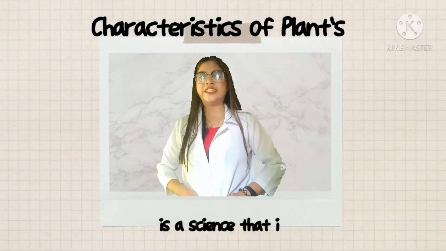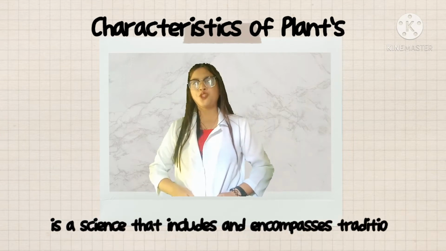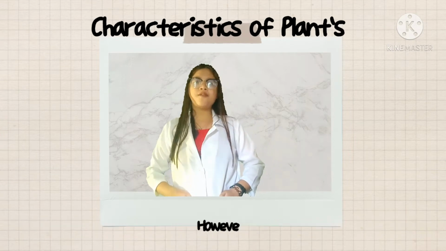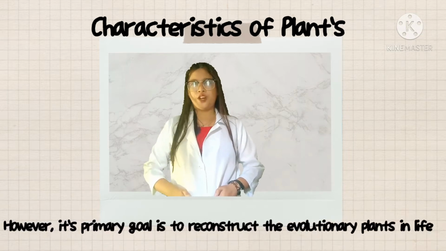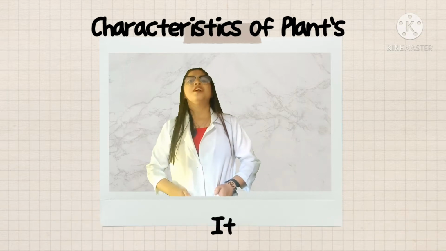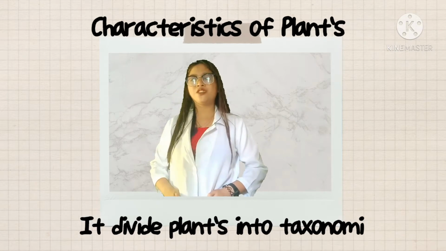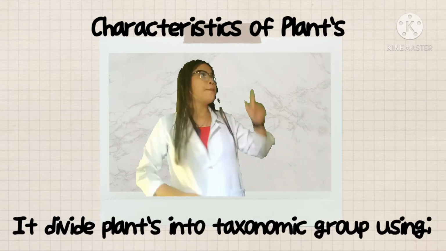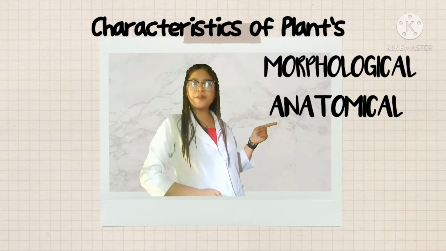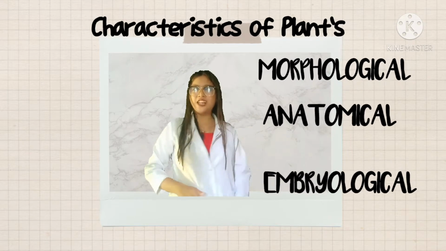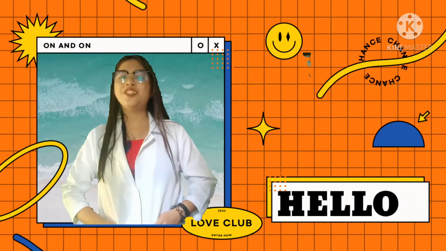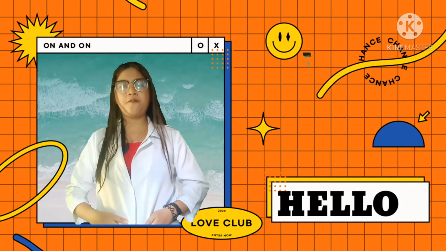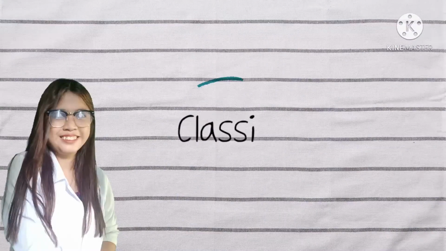It's a science that includes and encompasses traditional taxonomy. However, its primary goal is to reconstruct the evolutionary history of plant life. It divides plants into taxonomic groups using morphological, anatomical, embryological, chromosomal, and chemical data. Now, let's proceed to the classification system for plant systematics.